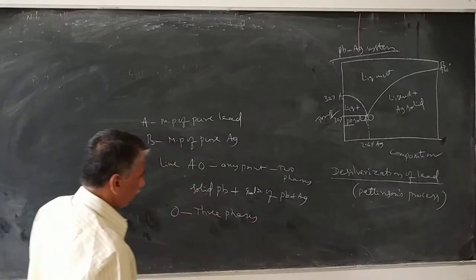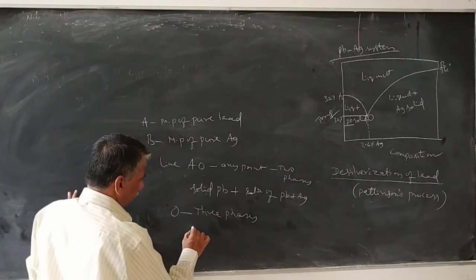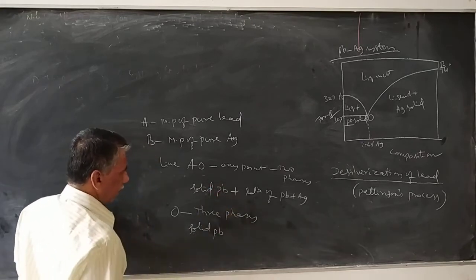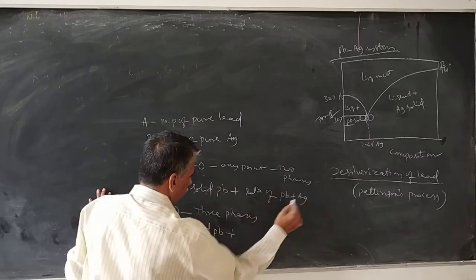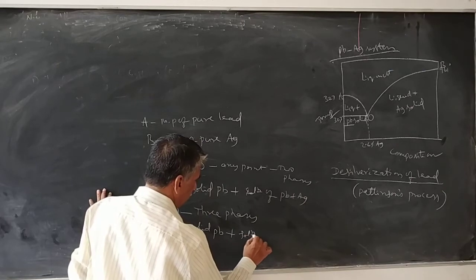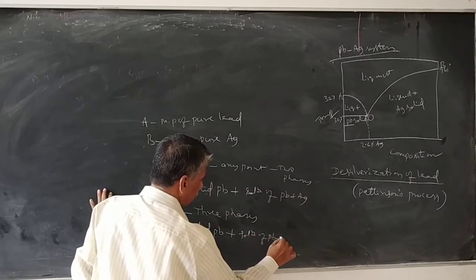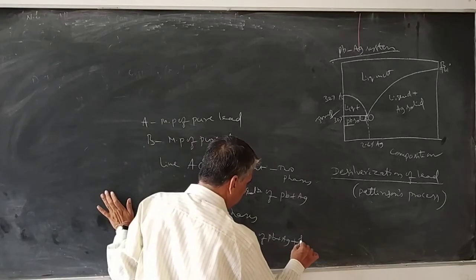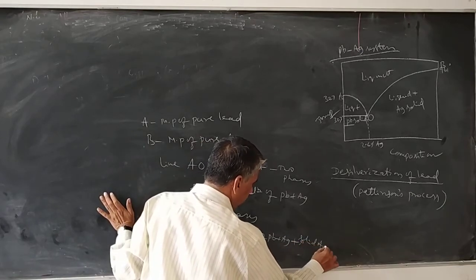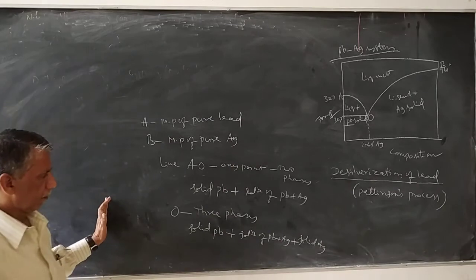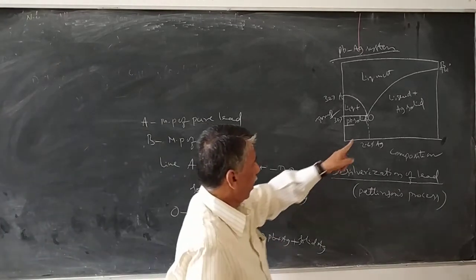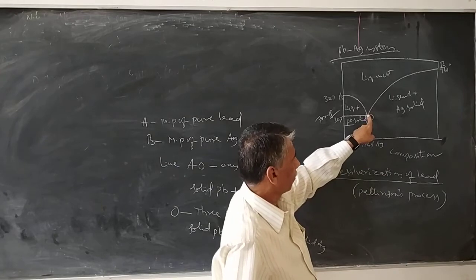What are those three phases? Solid lead, plus solution of silver and lead, as well as solid silver. So these are the three phases which will exist at this point O.